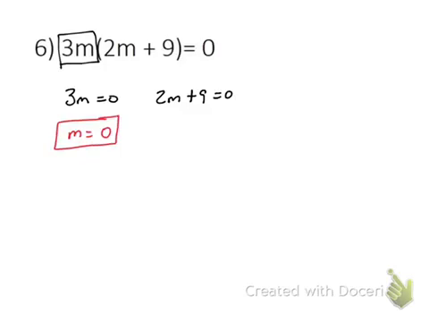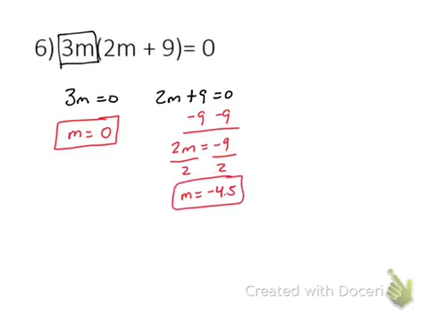For the second set here, we're going to subtract 9. We've got 2m equals negative 9. Then we're going to divide by 2. And we've got m equals negative 4.5. And so for these examples, what we've seen so far is that they're already factored for us. So we're just setting each piece equal to 0 using what they call the zero product property. And so now let's try some where we actually have to factor.